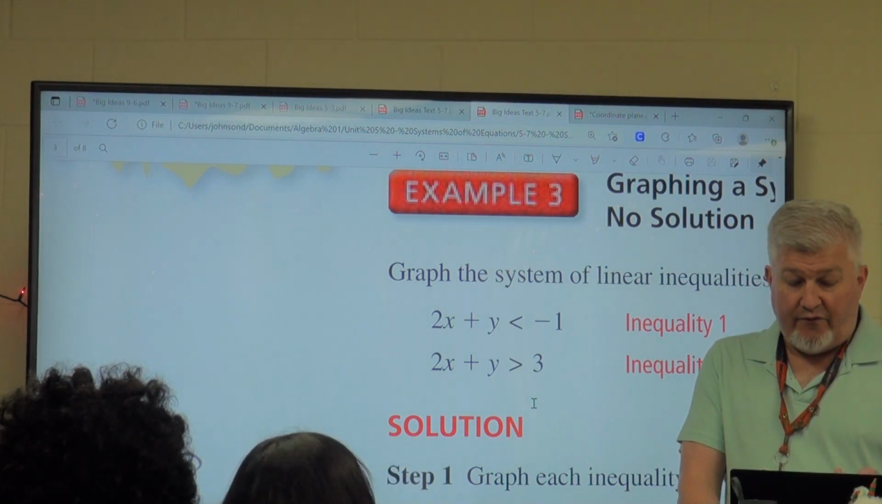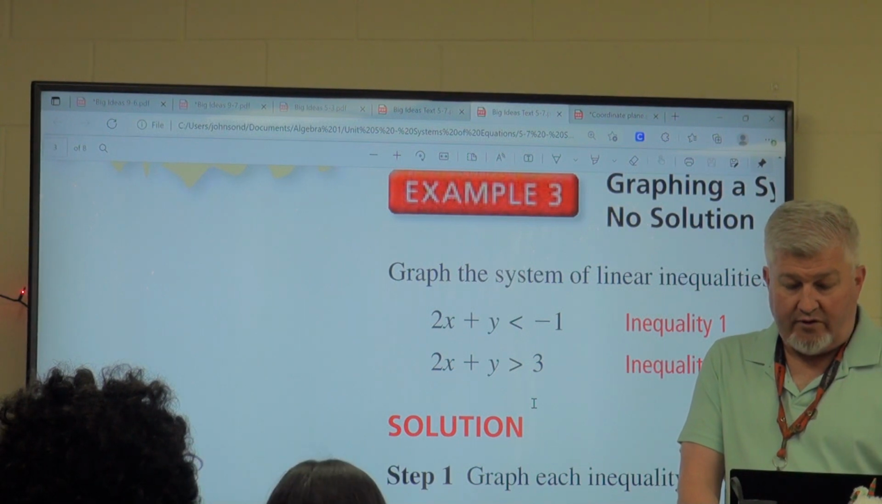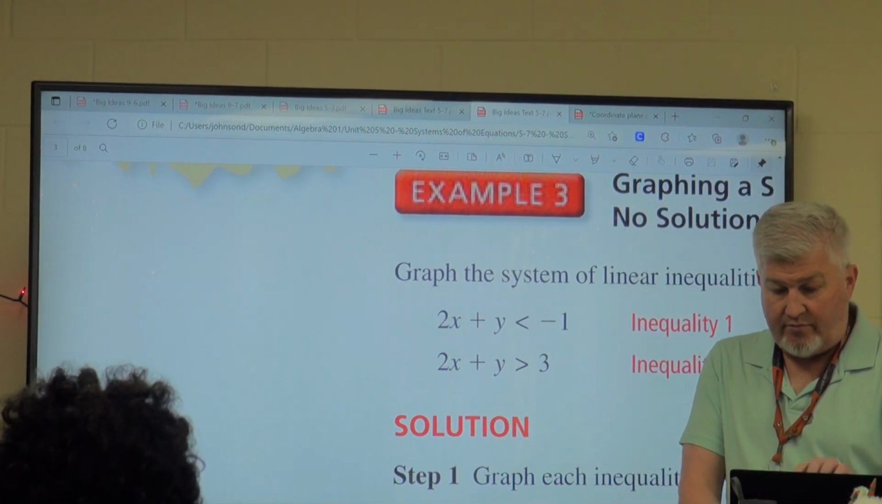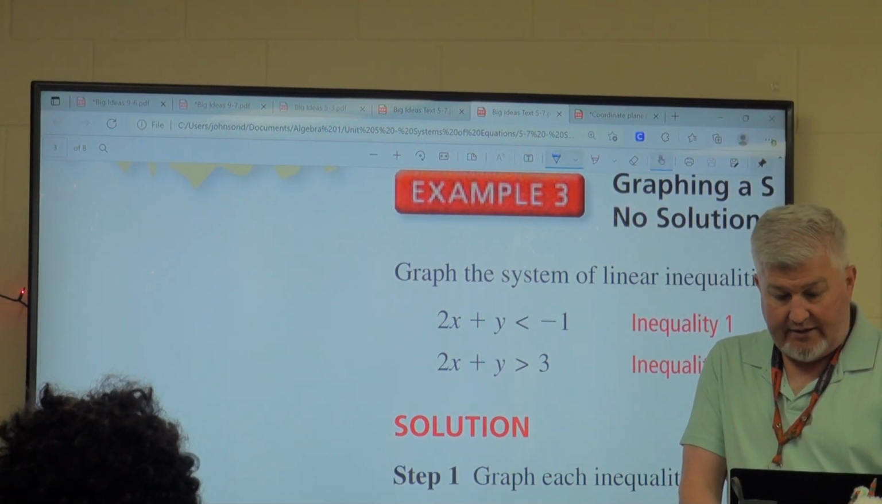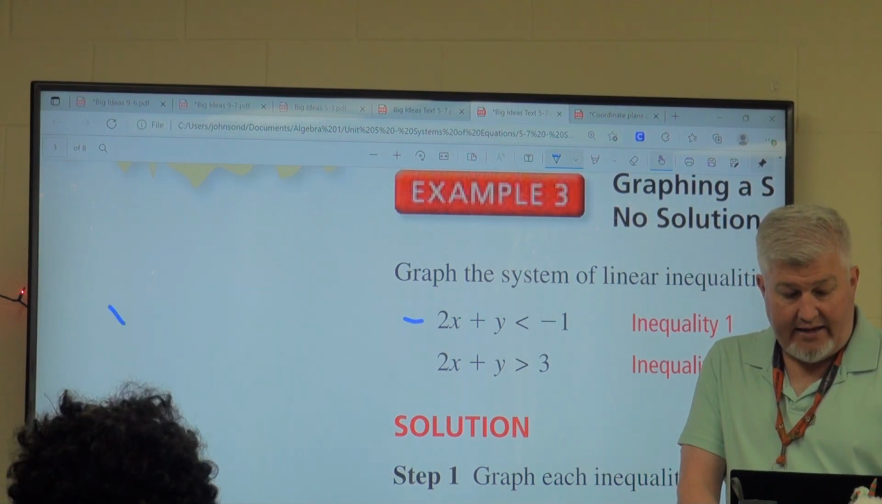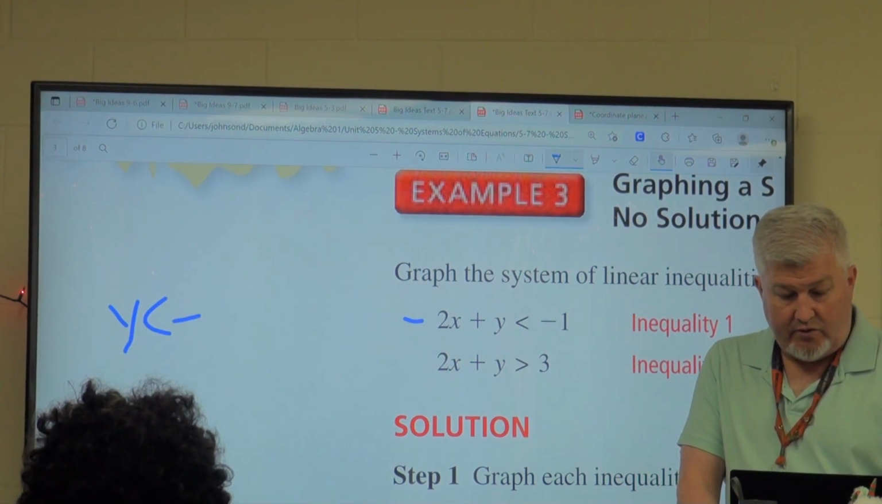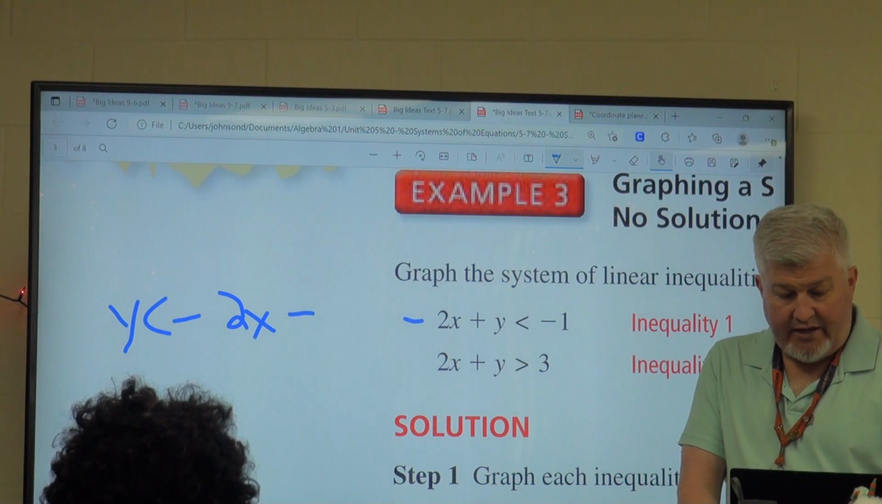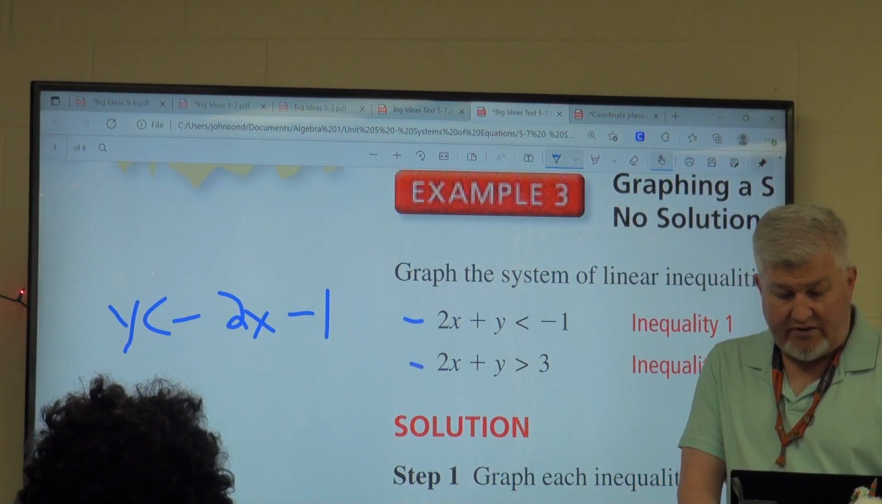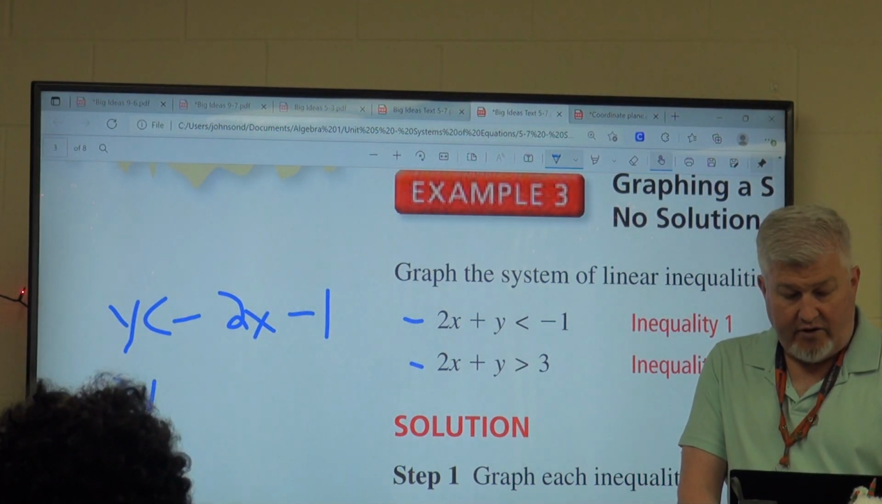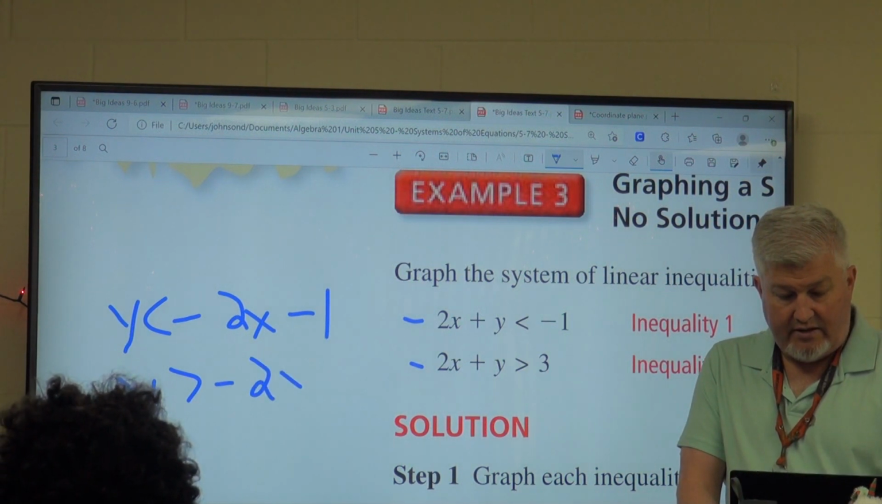Okay, so for the first one, let's bring the x over by subtraction. I'm going to subtract 2x from both sides, right? And rewrite it as y is less than negative 2x minus 1. And then bring the 2x again over to the other side for the second one. And I have y is greater than negative 2x plus 3.